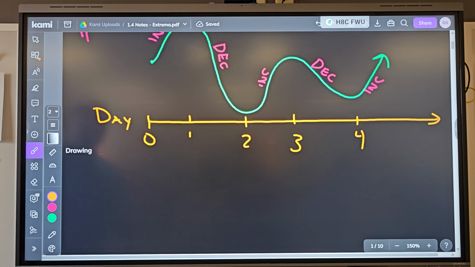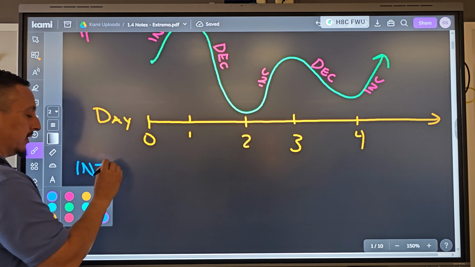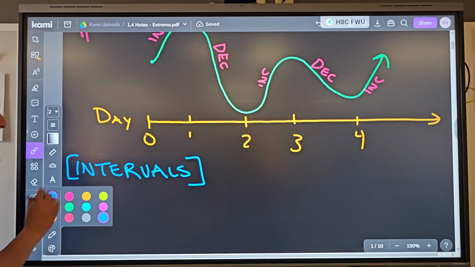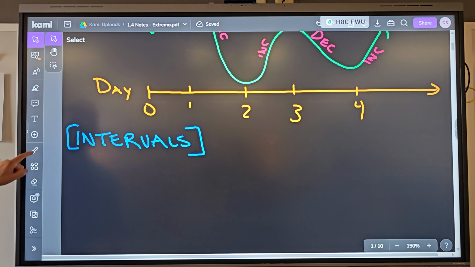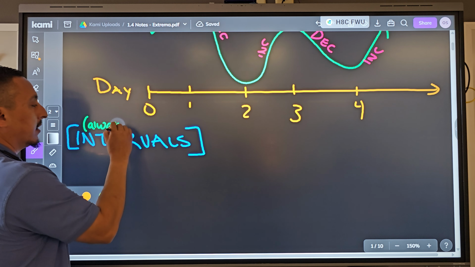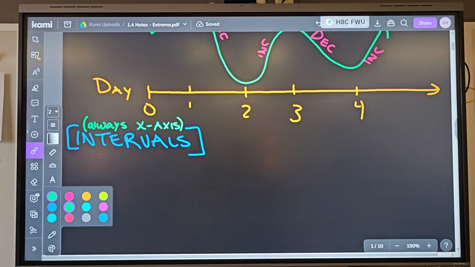So the way we describe it, rather than labeling the graph, is with something called intervals. Those of you that were here yesterday, it's the exact same way that you do domain. So think of intervals, and let's put this note on here: always the x-axis. Now this one will confuse you because I didn't even put a y-axis on it. But once you start doing problems, they will have an x and a y-axis. So it's always just the x-axis.